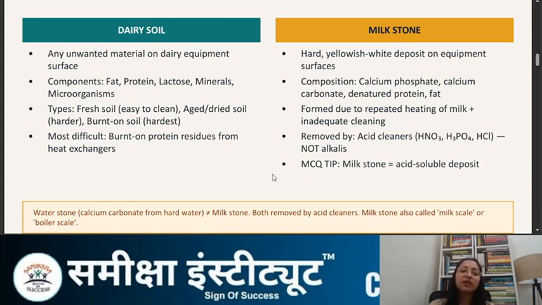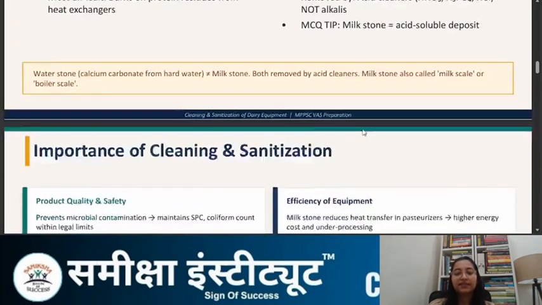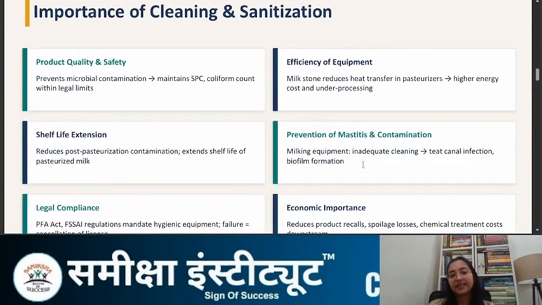You must be knowing about hard water. Hard water or the water stones include calcium carbonate from hard water, but these are not milkstones, because in case of milkstones denatured protein and denatured fat will also be there. Both are removed by acid cleansers, because acid cleansers will dissolve the carbonates and phosphates. Milkstones are also called the milk scale or the boiler scale. These are other names. Then next, coming to the importance of cleaning and sanitization. First we studied the definitions, the basic properties, why milkstones are formed, what compounds they are made of, and how we will remove them.